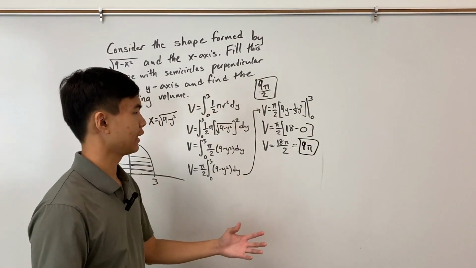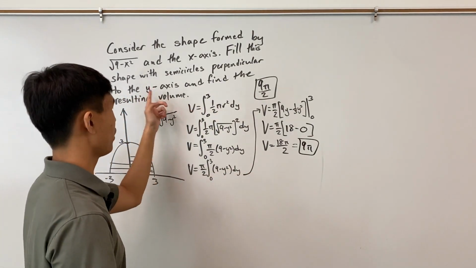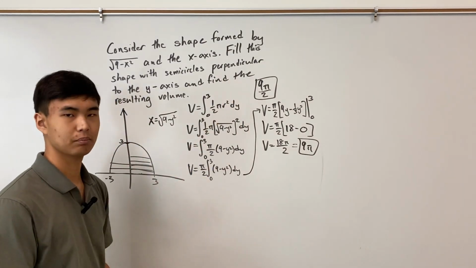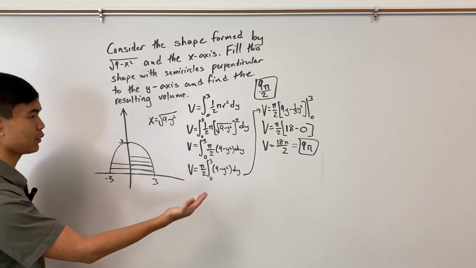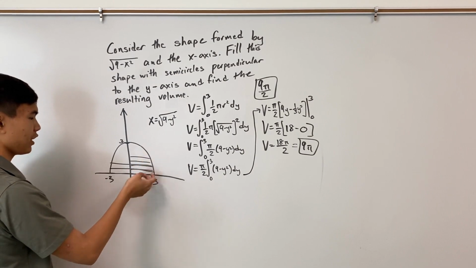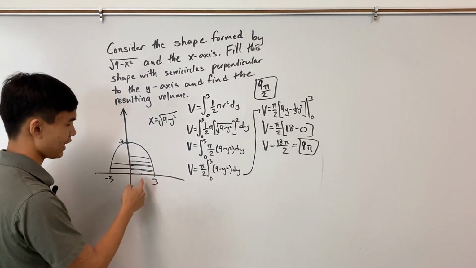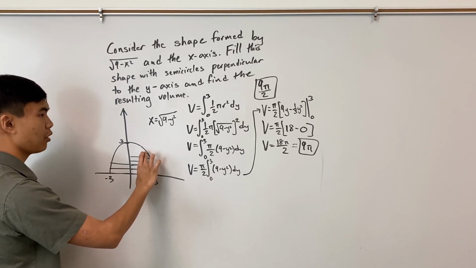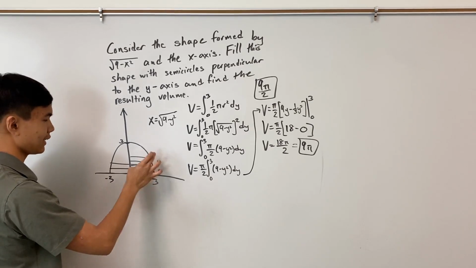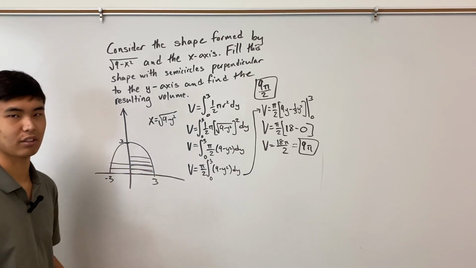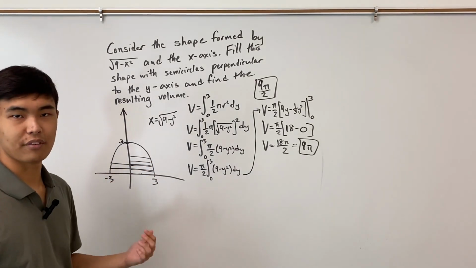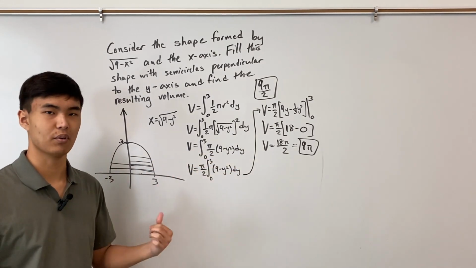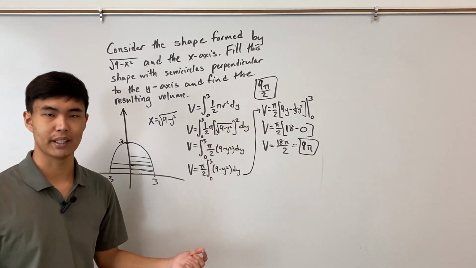And now you'll notice that our answer when we filled it perpendicular to the y-axis is double what we got when we filled it perpendicular to the x-axis. The reason why this happens is because remember when we filled it with semicircles perpendicular to the x-axis, this length represented the diameter of the semicircle. But when we did it with respect to the y-axis, the same length represented the radius of the circle. So we effectively filled this with twice as many semicircles as before, which is why we got twice as much volume.